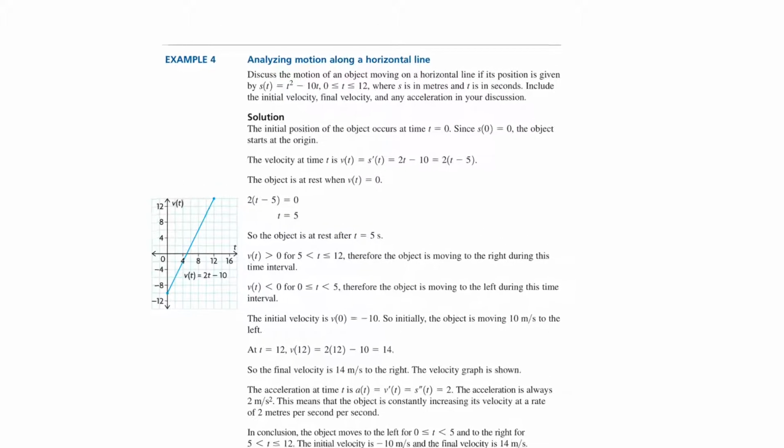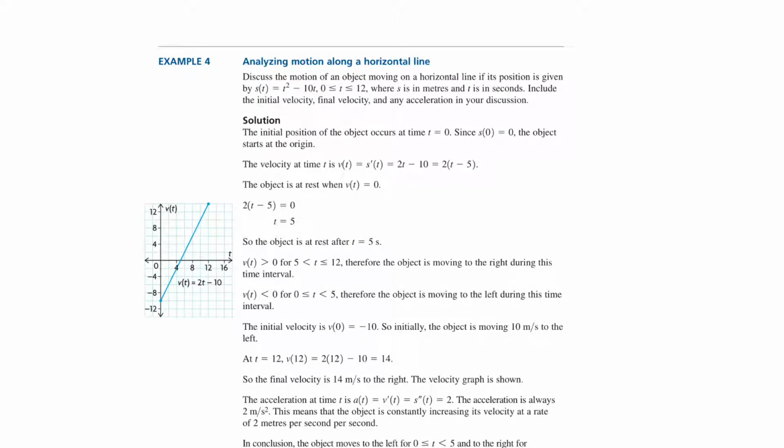Next question, next example. Discuss the motion of an object moving on a horizontal line if the position is given by s at t equals t squared minus 10t when t is between 0 and 12. S is in meters and t is in seconds. Include the initial velocity, final velocity, and any acceleration in your discussion.